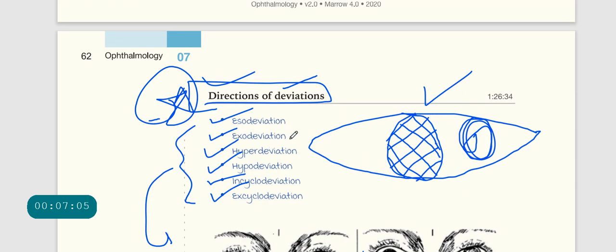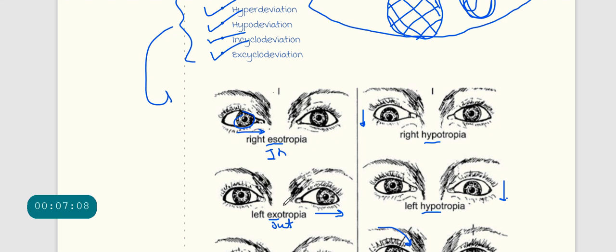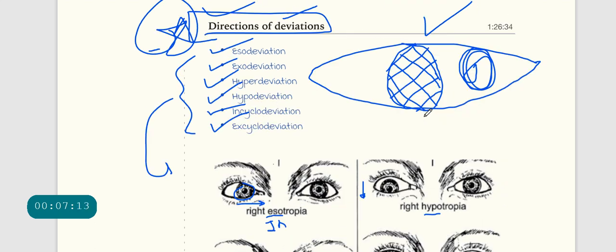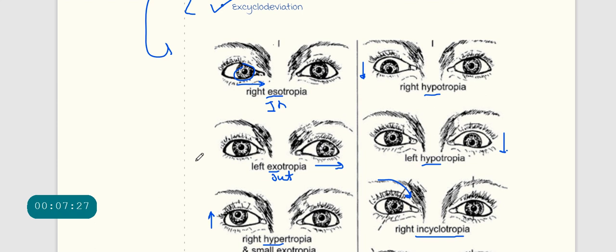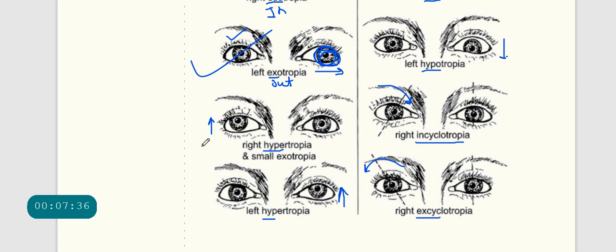Exotropia is the outward movement of the eye. Like this, the eye has gone towards the periphery, and this is the normal eye. Another thing that comes is hypertropia and hypotropia, right and left. If it is right, then it would be in the right eye, and if it is left, then it would be in the left eye.